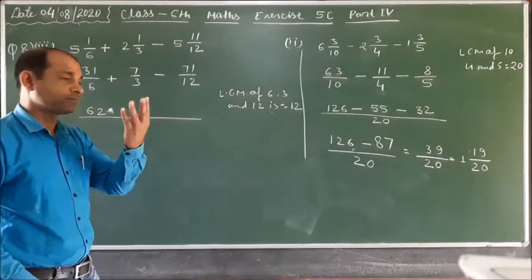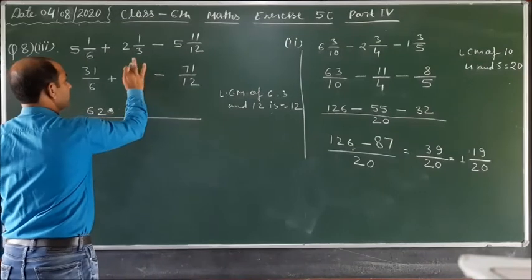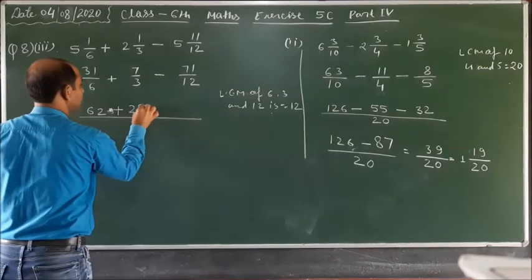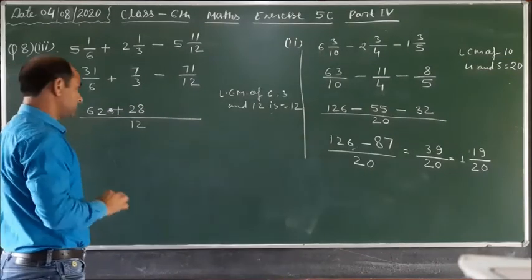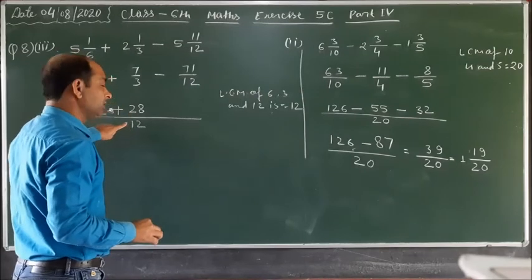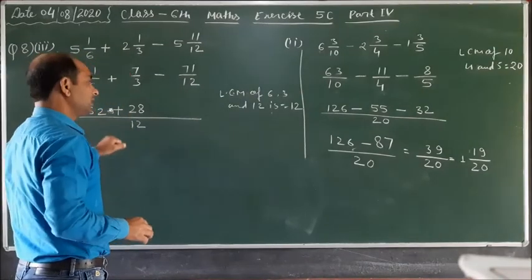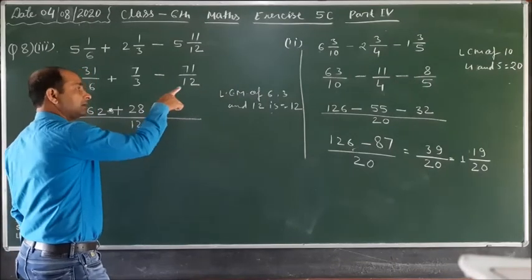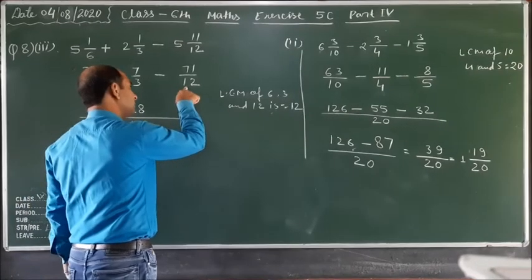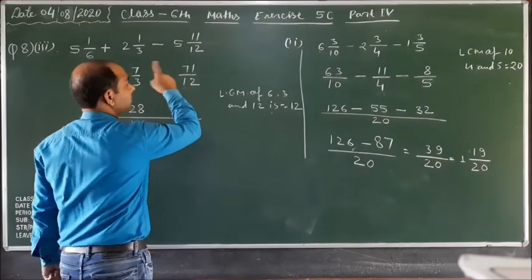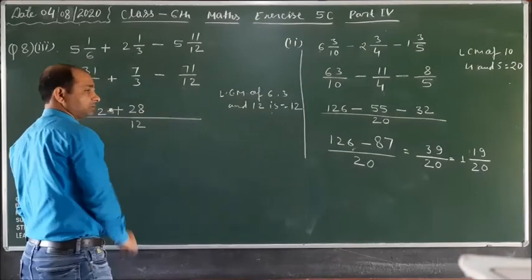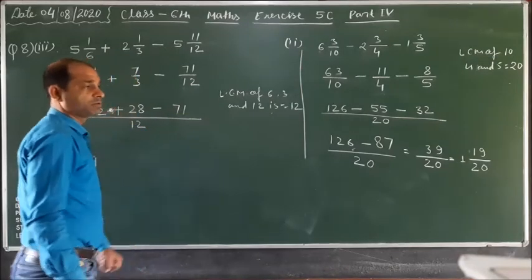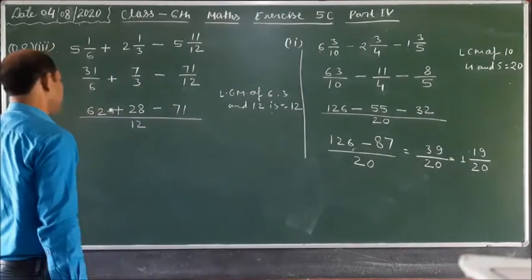12. The quotient is 4. Then 4 multiplied by 7, 4 7s are 28. Okay, 3 4s are 12 and 4 multiplied by 7 equals 28. Now 12 1s are 12. First we divide the LCM by the denominator, then the quotient is multiplied by the numerator. So 12 1s are 12, and 1 multiplied by 71 equals 71.